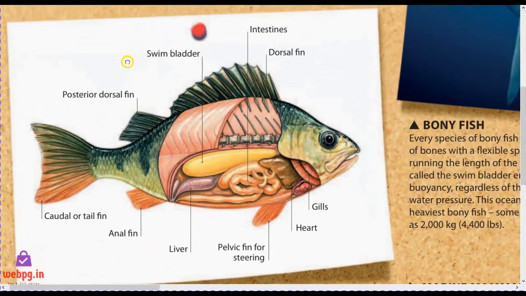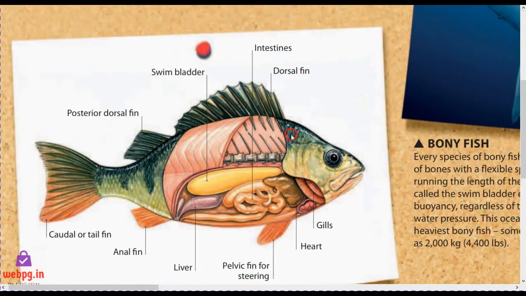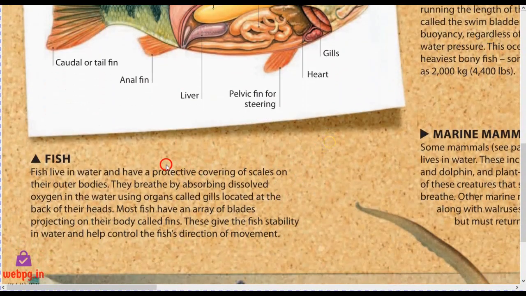And this is a nice picture. As you see, here are some basics of this fish. This is the fin. Here is the intestine of this fish, gills, heart, and a pelvic fin for steering. Here is the liver and anal fin. Here is a caudal or tail fin, posterior dorsal fin, and the very interesting swim bladder. We learn about the different parts of fish.